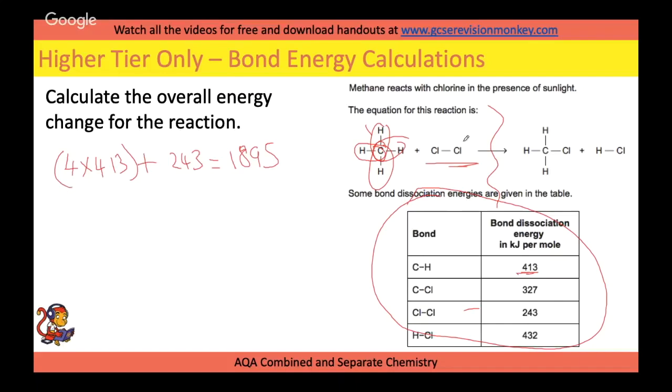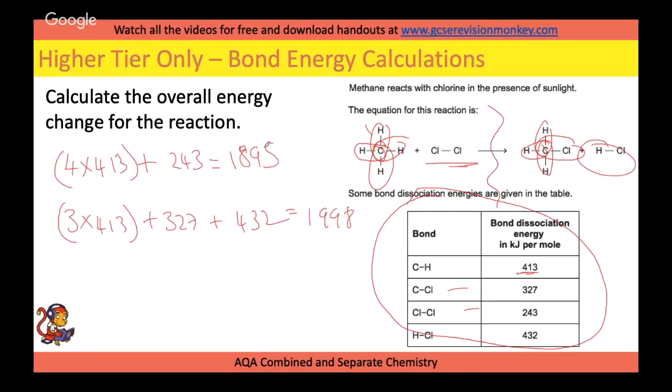For the right-hand side, we need 1, 2, 3 CH bonds, so 3 times 413. Add that to 1 CCl bond, which is this one, 327. And add that to 432, which is this final bond. And you end up with a total of 1998. All you do then is take left from right, always that way round. 1895, take away 1998. And that gives us an answer of minus 103 kilojoules per mole.